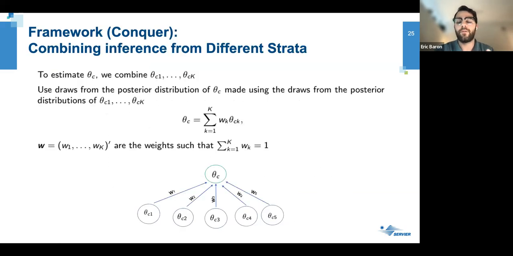So now we have discussed all the divide part. This is the conquer part. Our main goal is to estimate theta C, which is our overall treatment effect. Within every stratum, we have a stratum-specific treatment effect, so theta C1 to theta CK. What we do is we use draws from the posterior distribution of theta C, and these are made by using the draws from the posterior distributions of the stratum-specific parameters. And this step is not new. Previous approaches have done this, where they take all these stratum-specific parameters and combine them using a weighted average as follows.